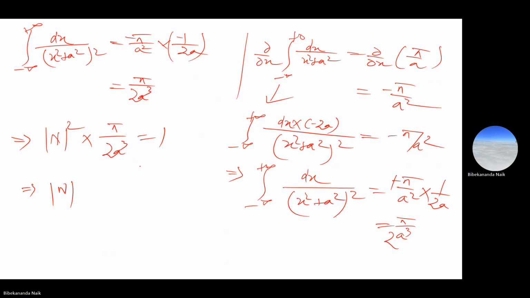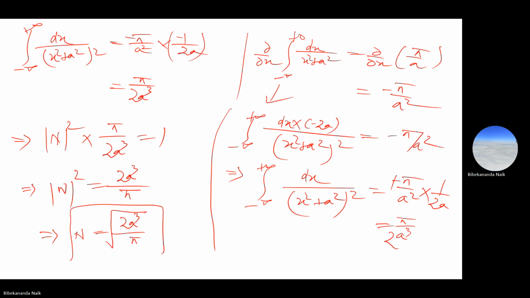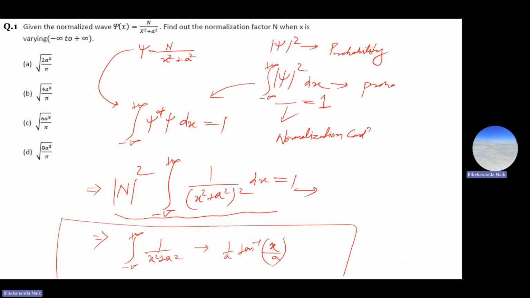Then mod n square will be 2a cube divided by pi. So n will be the square root of 2a cube divided by pi. So the value of the normalization factor is the square root of 2a cube by pi. So if you see, the correct option will be option A, which is 2a cube by pi under the square root.